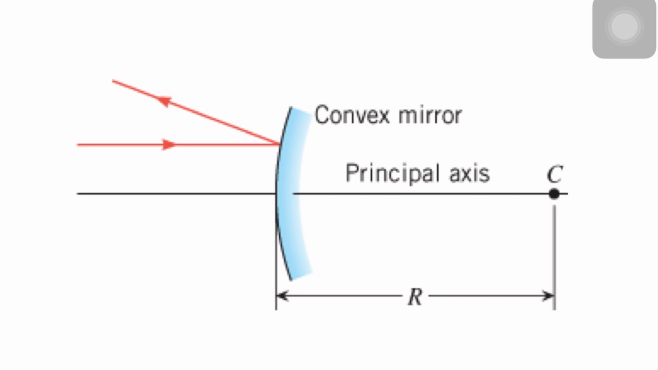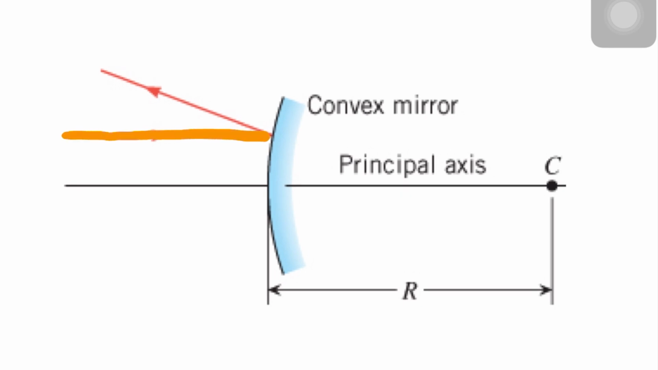Now, we will do the same thing with a convex mirror to understand how light gets reflected off of it. Notice we still have a principal axis. C is the center of curvature. That's the center of that big imaginary sphere that this mirror was taken from. And R is the distance from the mirror to the center of curvature, and it's called the radius of curvature.